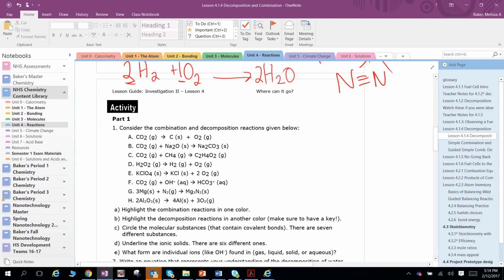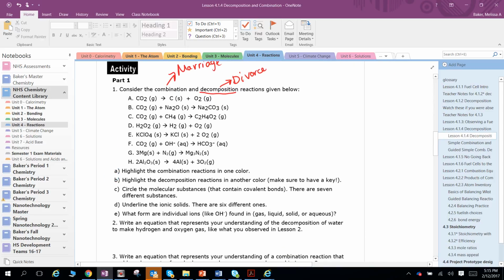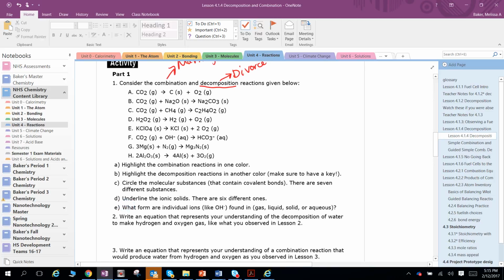Okay, so in this activity, what you're supposed to do is first classify each of these reactions as combination, which can be compared to a marriage, and decomposition, which can be compared to a divorce between the molecules. And you can also think of it as something decomposing. So take a second, pause the video, and go ahead and label each of these with a C or a D to show that you know what each of those types of reactions is.